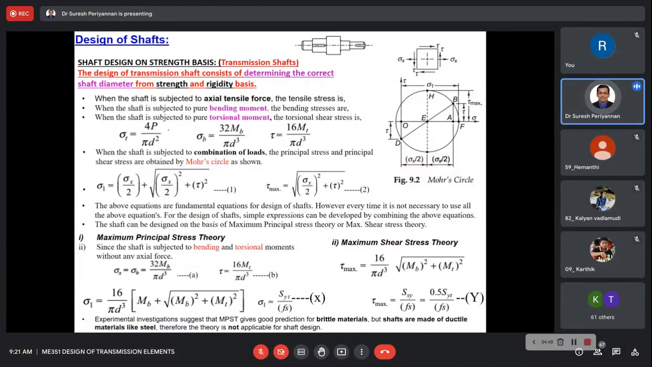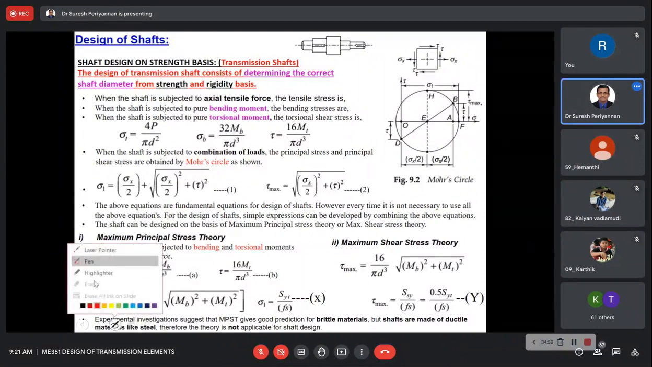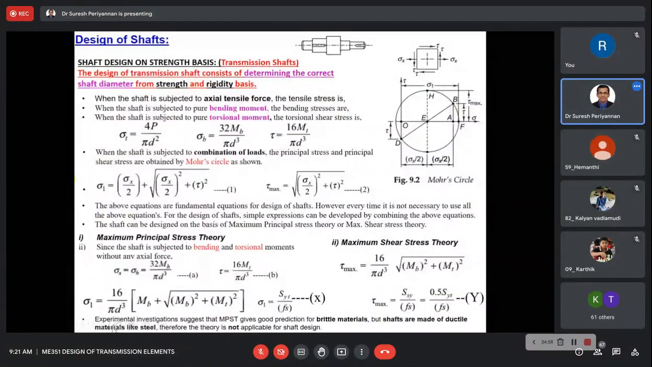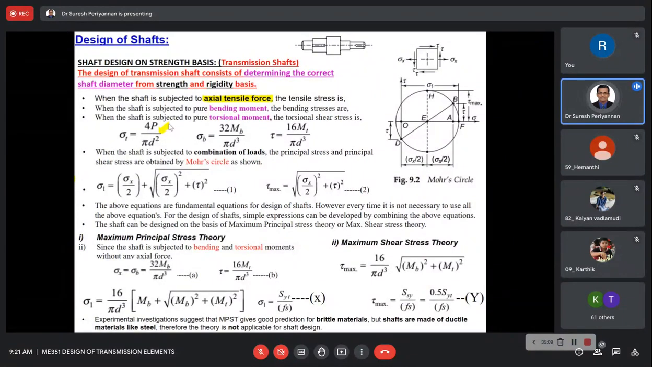First thing I'm taking: when the shaft is subjected to axial tensile force, we are going to use the direct formula, force by area. That is, P by pi by 4 d square. From this, if the permissible tensile stress is given, then we can directly calculate the diameter of the shaft.